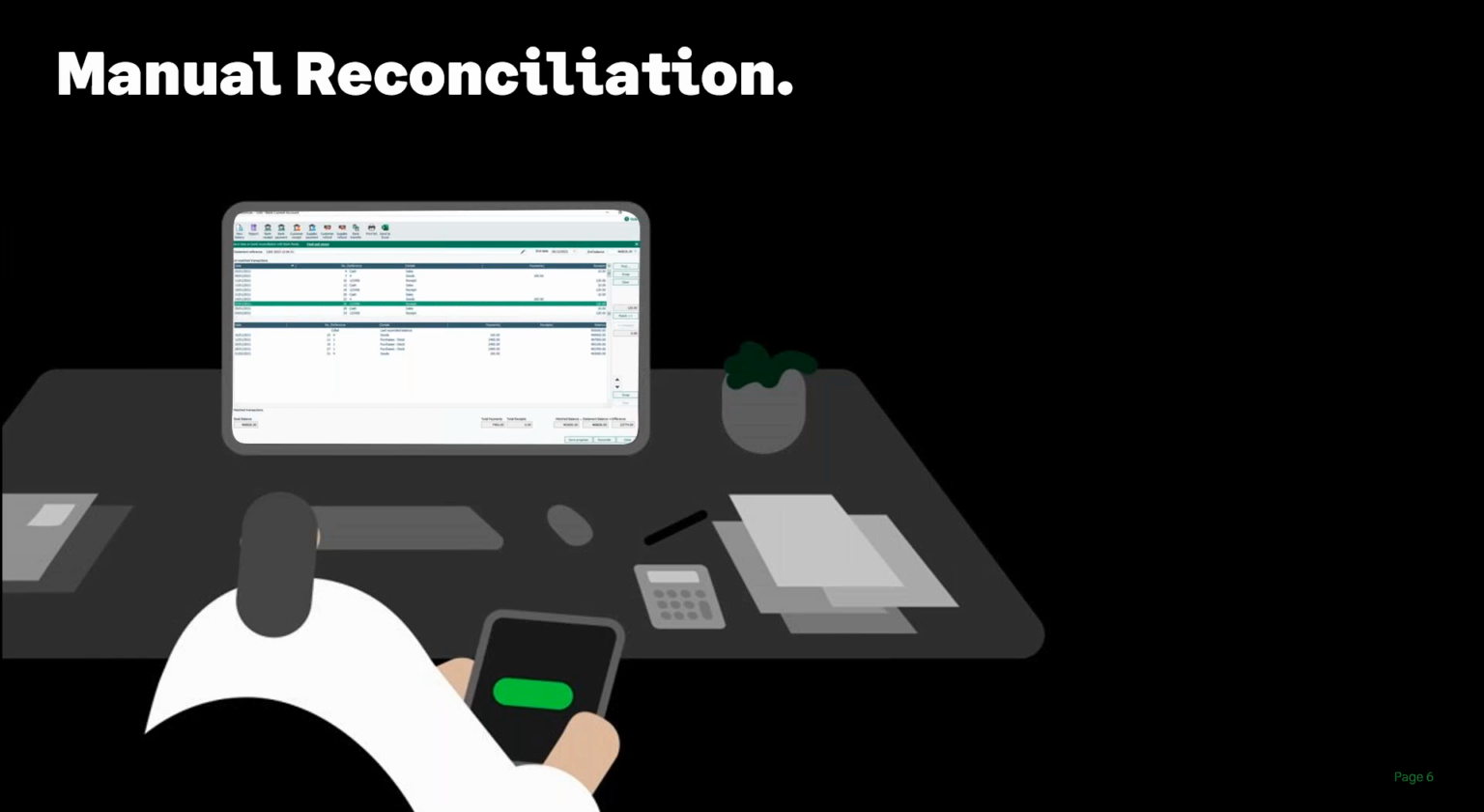So let's take a look at what it might look like if you're just manually reconciling your bank account, so not using bank feeds. You might be doing that through the software, or you might be doing that outside of the software. What you'll be doing is accessing your statements, whether that's online, printing them off, or receiving them in the post.